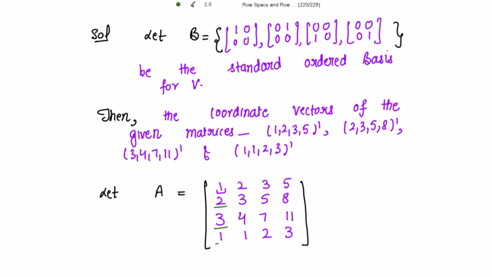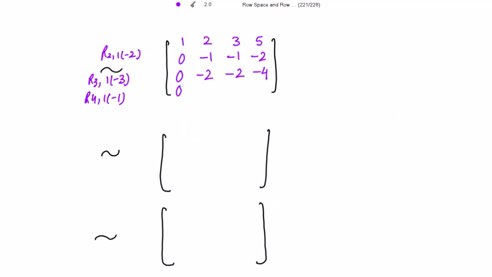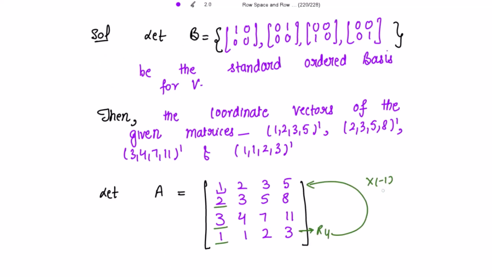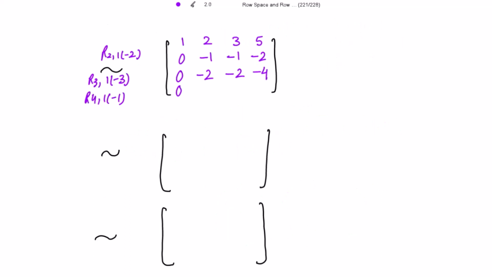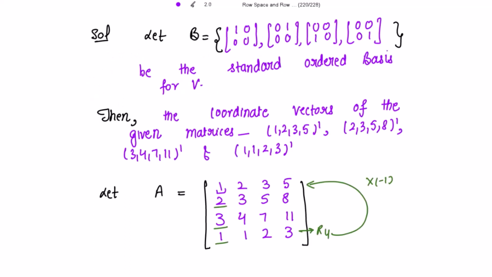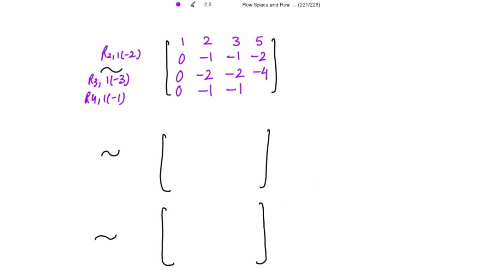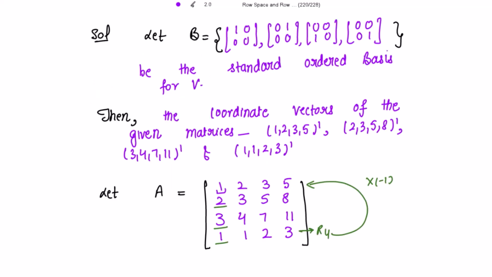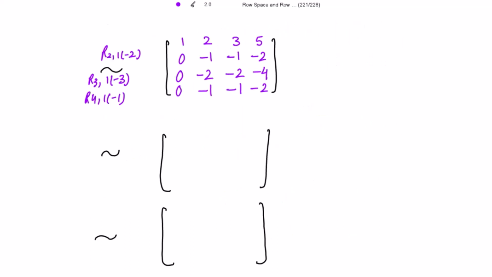It remains to get 0 here also. So row 4 needs to be changed by adding to it row 1 multiplied by -1. 1 times -1, adding this to 1, we get 0. 2 times -1 is -2, adding this to 1 we get -1. 3 times -1 is -3, adding this to 2 we get -1. 5 times -1 is -5, adding this to 3 we get -2.